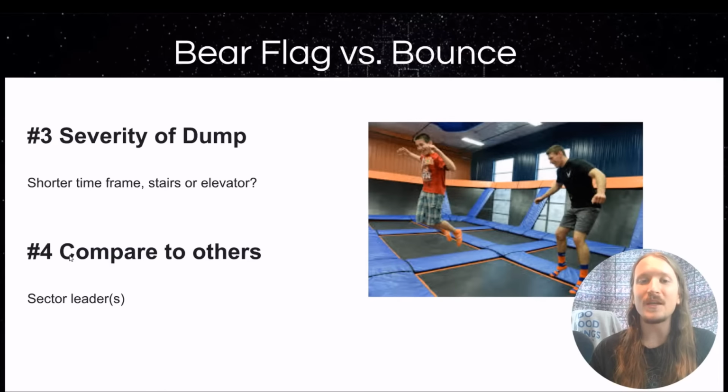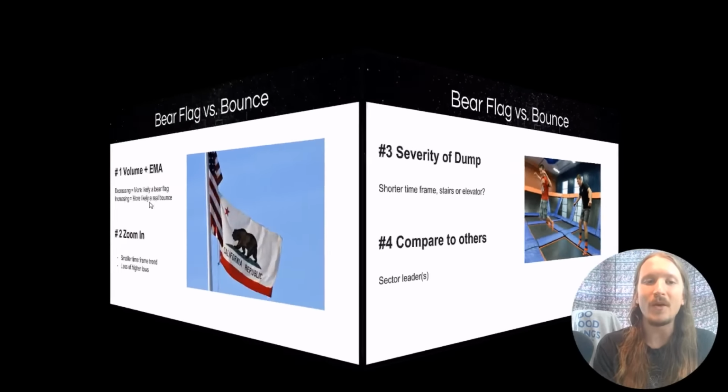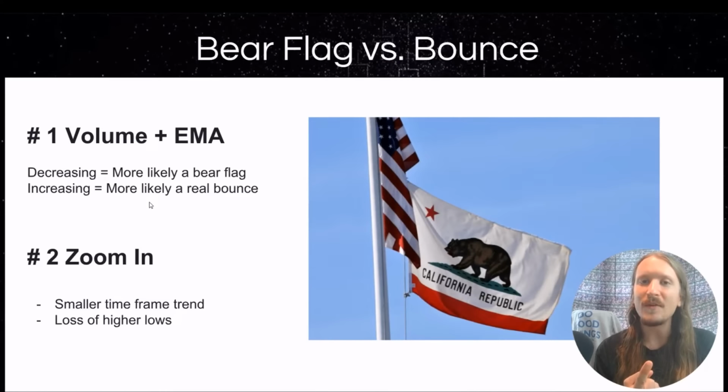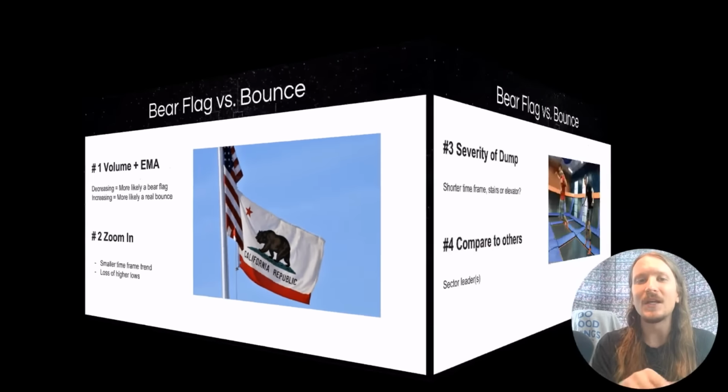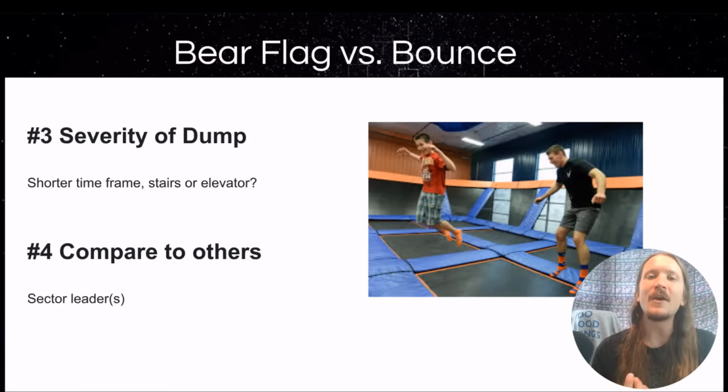So these are the four things that we're going to be looking at. Again, let's just go back over them. Volume and the exponential moving averages are the first thing that I'm looking at. I then zoom in for more details to see what the trend looks like. The severity of the dump: is it a straight shot to the downside, or are the bears getting a breather, so to speak? And I imagine visually, literally just a bear running or pushing the bulls.